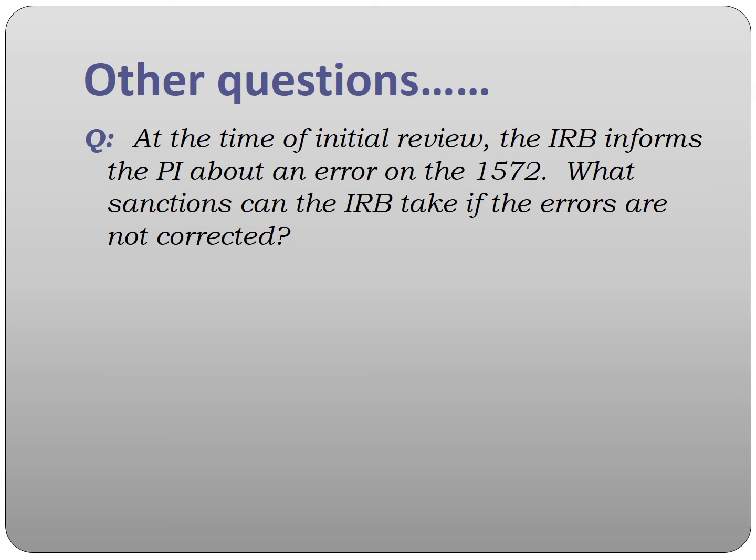Okay, another question. At the time of the initial review, the IRB informs you, the PI, in other words, you, because you're the one doing the form, about an error they found on the 1572. What sanctions can the IRB take if the errors are not corrected? Just because the IRB says there's an error doesn't mean there's really an error. So let's say they think there's an error, but there's not. Can you ignore them, essentially, is what this question is.